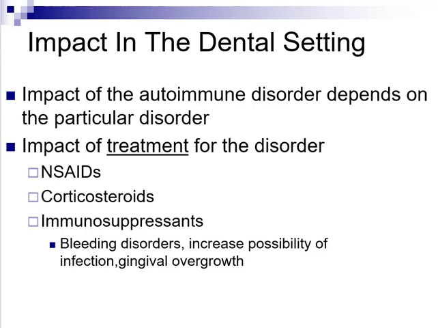And then immunosuppressants can cause bleeding disorders, and you can see evidence of that in the mouth through petechiae, which is the small pinpoint sort of blood blister, and then a medium-sized one is a purpura, and then the large ones are ecchymoses. Additionally, the person has an increased possibility of infection, so you may see thrush, which is a yeast infection in the mouth, and also gingival overgrowth.